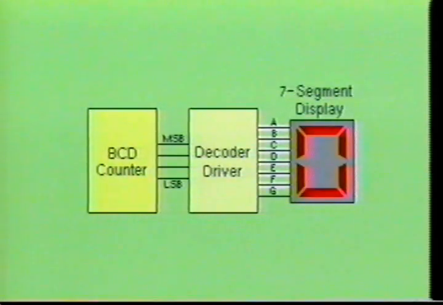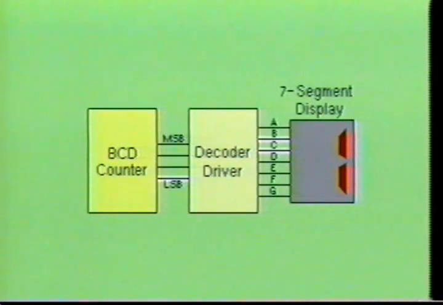When the counter circuit is at 0 counts, the BCD code of 0000 is fed into the inputs of the decoder driver IC. The decoder portion of the IC decodes the BCD input and causes the driver portion of the IC to output a high into outputs A, B, C, D, E, and F. This results in a 0 being displayed on the 7-segment display.